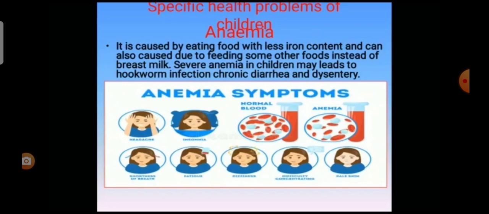Let us see about health, specific health problems of children. The first one is anemia, which is caused by eating food with less iron content and can also be caused by feeding some other foods instead of breast milk. Severe anemia in children may lead to hookworm infection, chronic diarrhea, and dysentery.